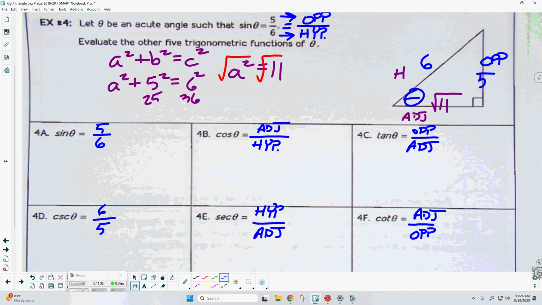Now, when I first started the problem, I put theta in the bottom angle. But if I had put it at the upper, I'd still be dealing with the same triangle. It's just that the leg values would be switched. Okay. All right. Well, let's go ahead and take a look at 4b. Cosine of theta, I need the adjacent length over the hypotenuse. Okay. Emily, can you help me out with that?